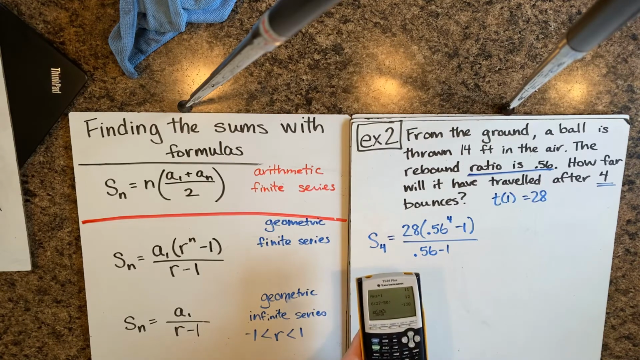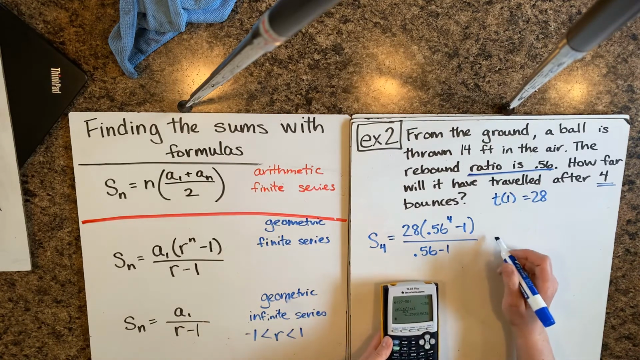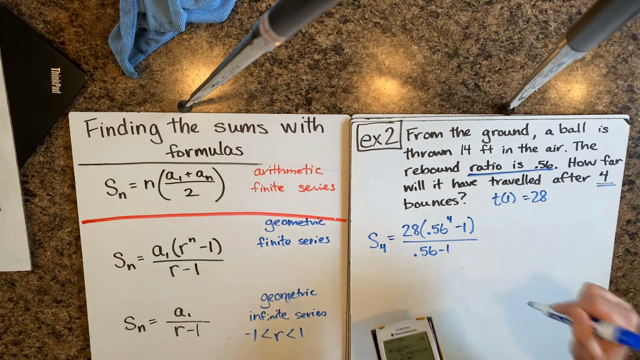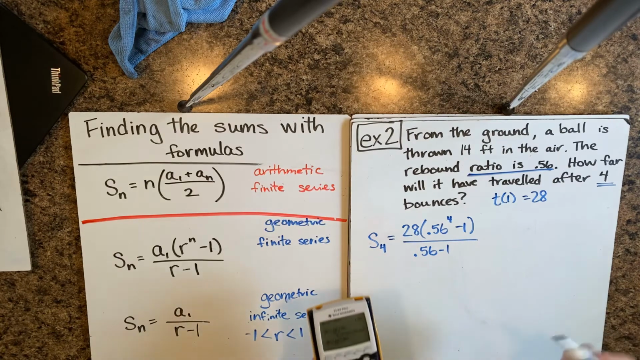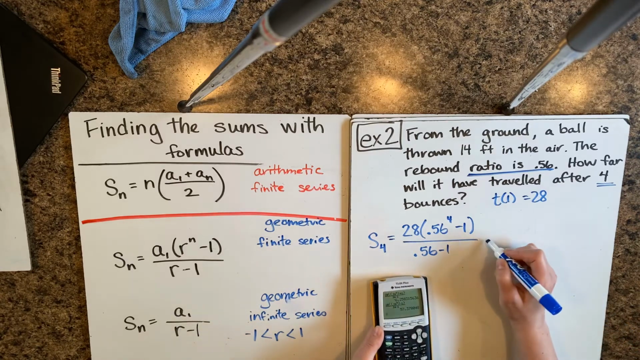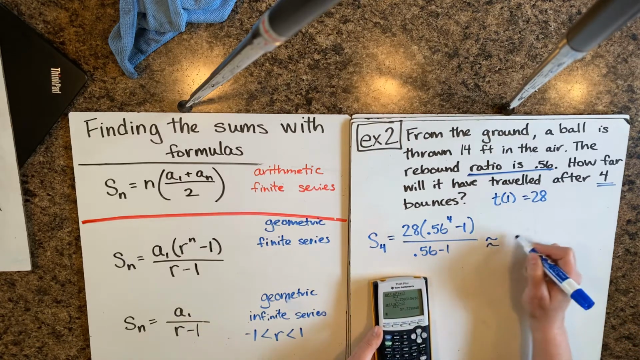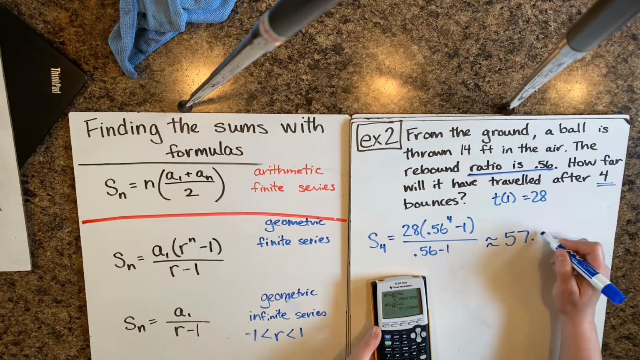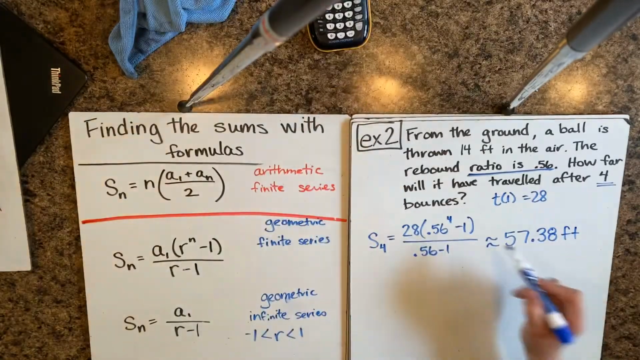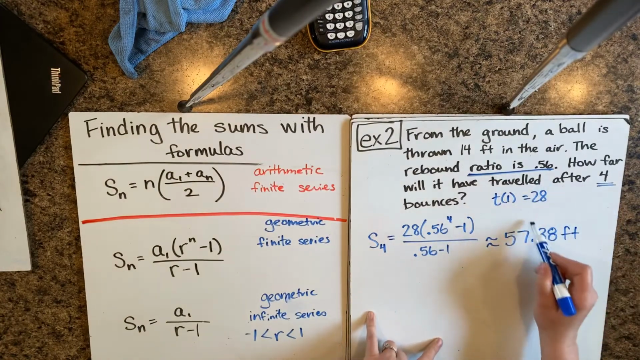Okay, and I'm getting, okay, too many parentheses. Oh, I see. Just as I say, we can't make any mistakes. I got a negative number. I knew that didn't make any sense. In this case, you can't travel a distance that's negative. I put a multiplication instead of a minus. That looks a lot better. So I'm going to round. It's approximately 57.38 feet is the distance that the ball would travel if we're going 4 bounces.